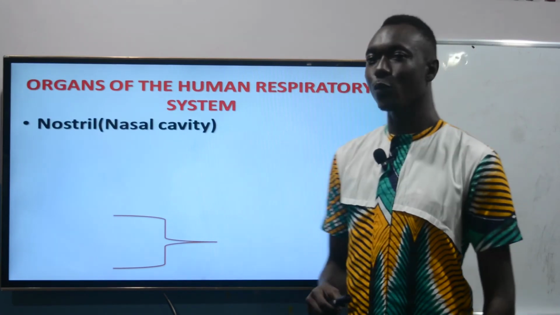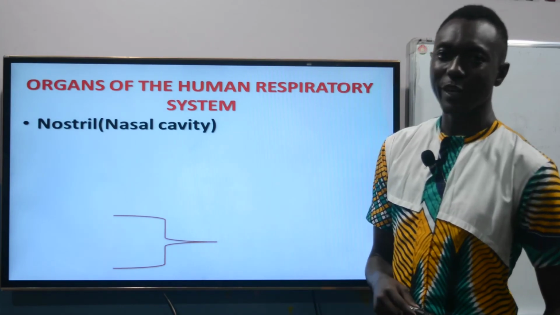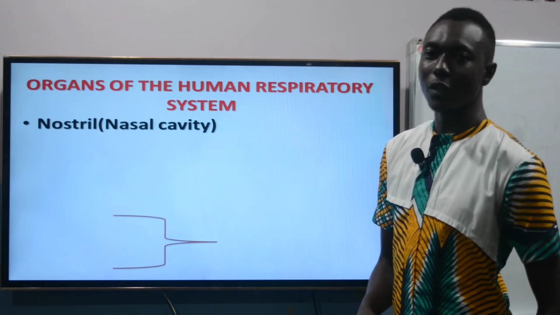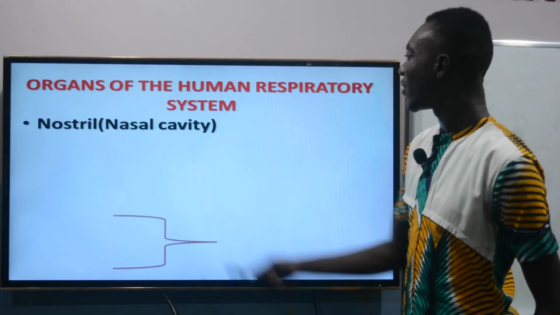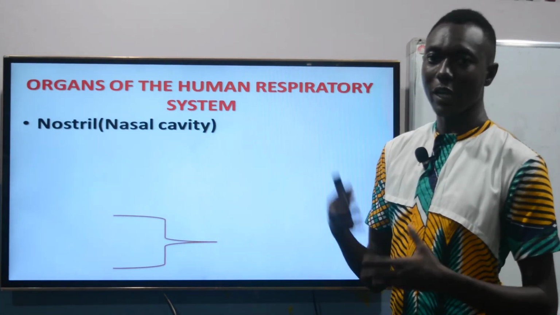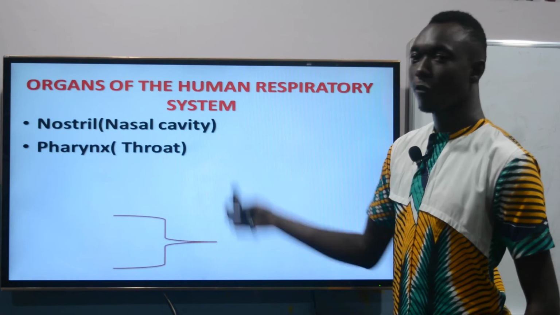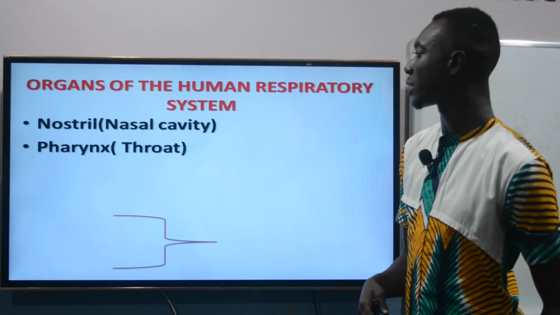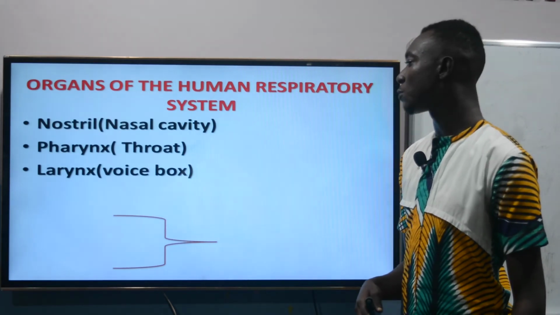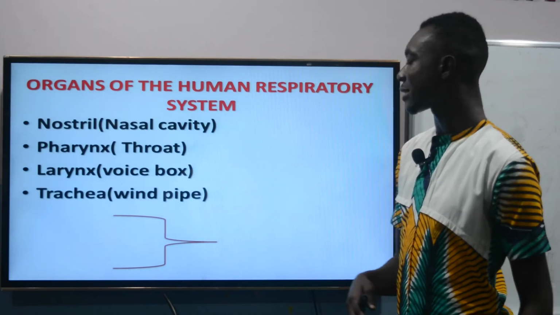Now, to end our lesson, we are going to look at some of the organs of the human respiratory system. First, we shall talk about the nostril, which is also known as the nasal cavity, because they are really linked or interrelated, all right? Pharynx, also referred to as throat. Larynx, also referred to as voice box. Trachea, also referred to as windpipe.